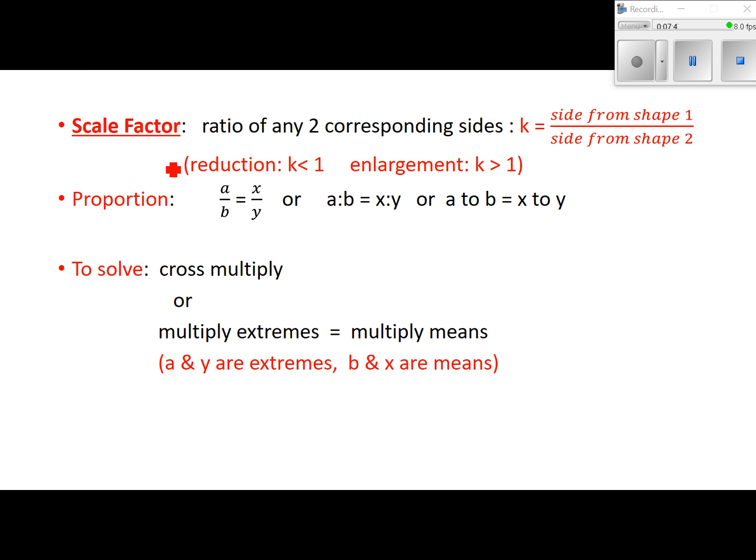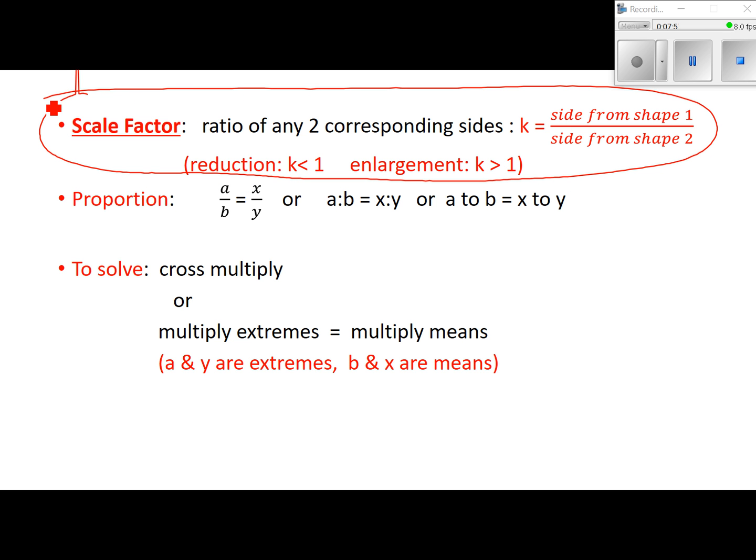A scale factor, remember back, this was in the notes last time: you just take two sides in the two triangles that match up and set up a ratio, and that'll be the scale factor. If your scale factor is less than 1, then you're reducing the shape. If it's larger than 1, then you're enlarging the shape, you're making it bigger.